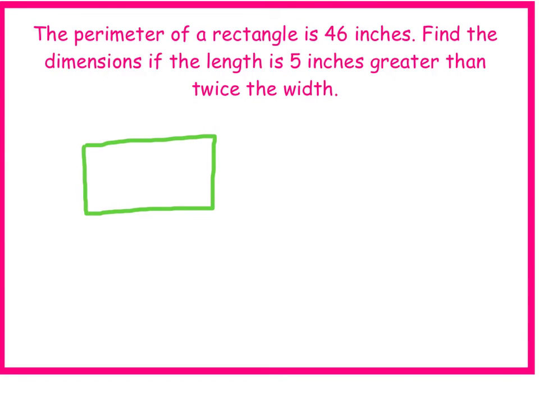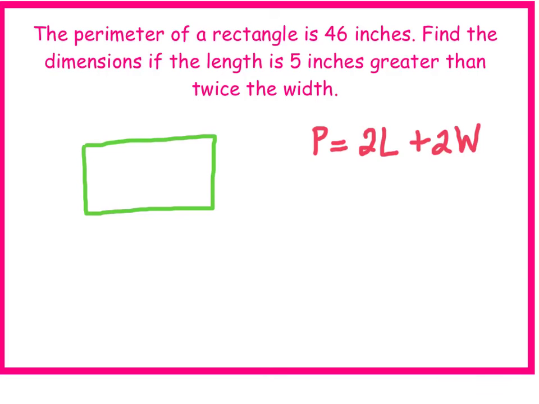And then what we want to do is label what we know. It says the perimeter is 46 inches. Do you remember the formula for perimeter? Perimeter is equal to 2 times the length plus 2 times the width. This is going to help us to set up our equation.